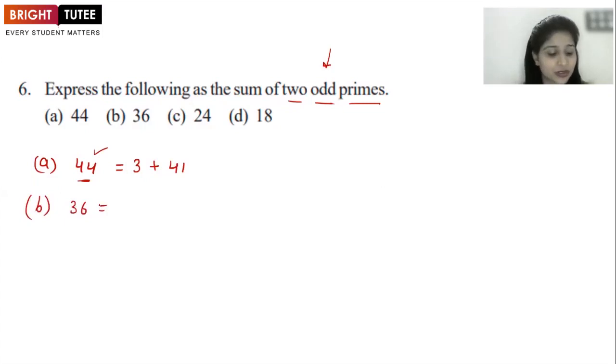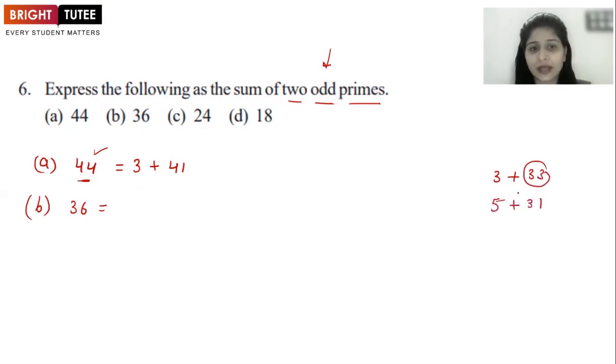Now to figure out 36. Suppose I start with 3, which is an odd number. With 3 I have to add 33. 33 is not prime. Then I start with 5 with 31. Yes, they both are odd and prime, so we can express 36 as this. C part, that is 24.